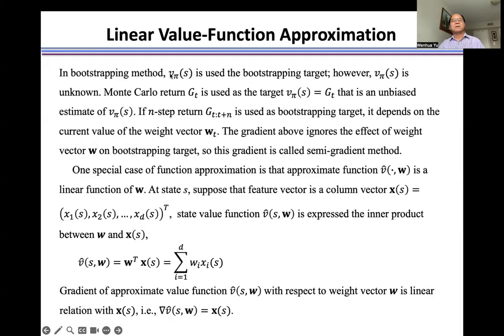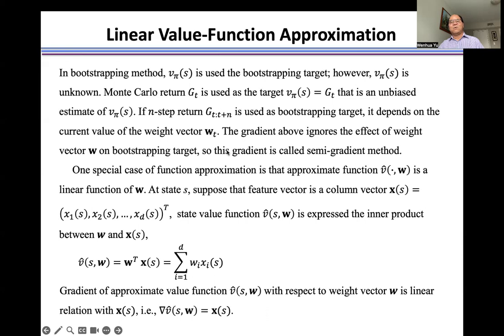Because this V, the state value function under the policy pi, is a bootstrapping target, however, its value is unknown. Right now, suppose we use a Monte Carlo return to approximate this bootstrapping target. This G_t is an unbiased estimate of the state value function. So if we use n-step return in Monte Carlo, we get this return. However, this return is a function of the weight vector W.